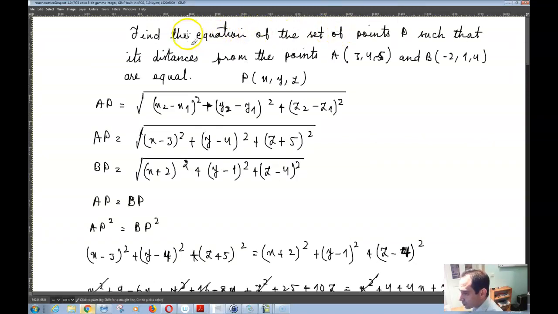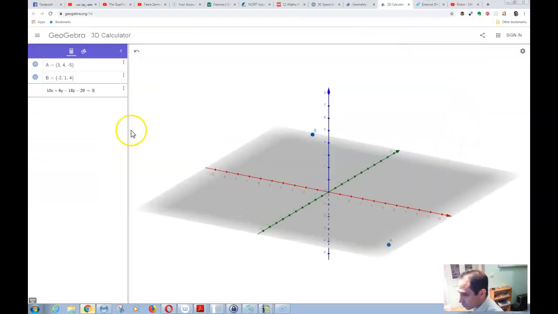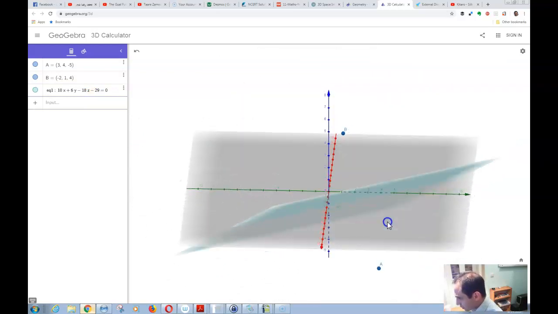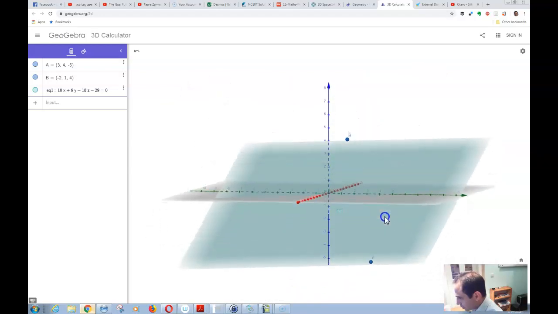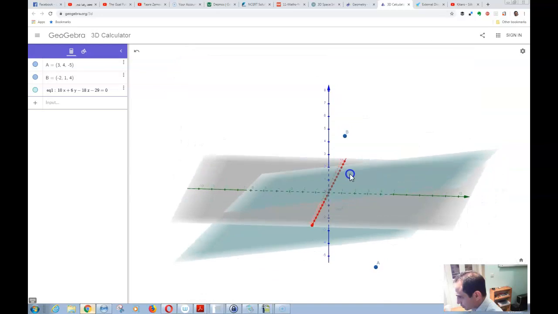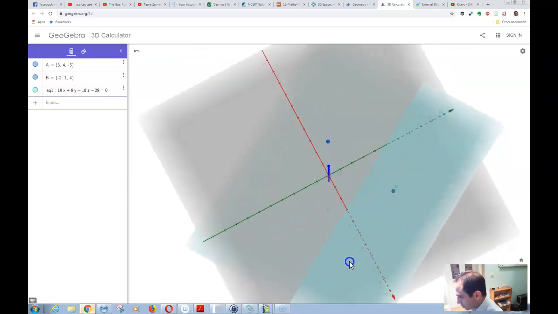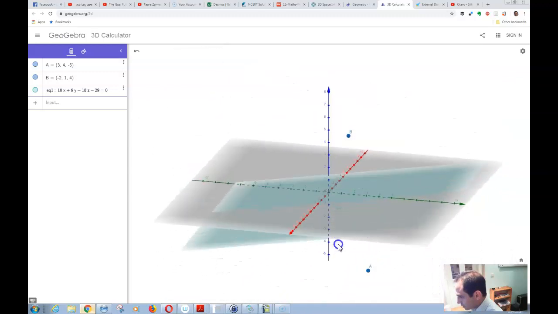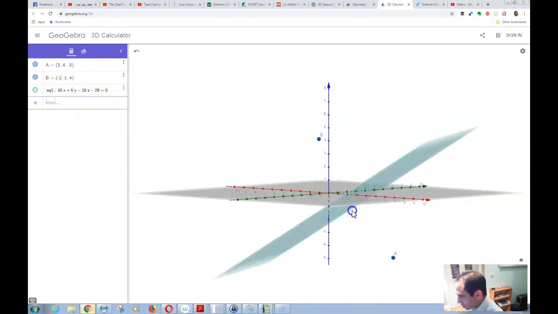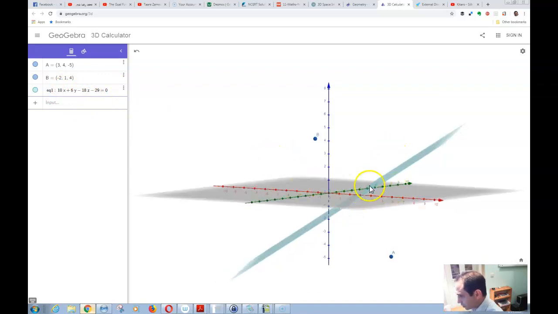So the question is find the equation of all the set of points. We're not talking about lines, we're talking about a set of points. And as you can see, one of the points is up here, one of the points is down here, and you can see the plane, and the equation of the plane is this thing that we found. The plane is basically at an angle to the xy plane. It is equidistant from both of these points, which is pretty interesting.